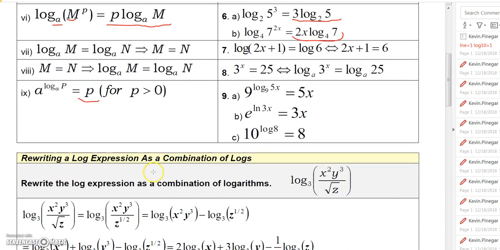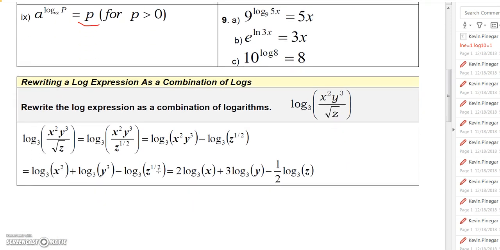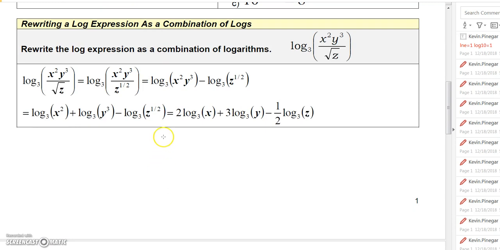Now, I'm just going to show you a couple of problems that allow you to practice the log properties. So let's say you wanted to write the log of this expression as a combination of several logs. Well, the first thing I would do here is write the square root of z as z to the 1/2 power. And you'll see why in a minute.